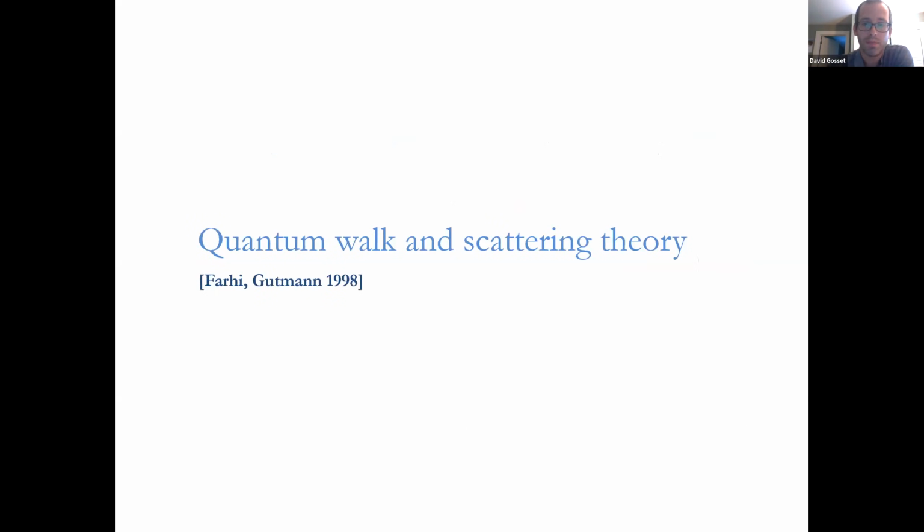Okay, so the techniques that I'm talking about are the relationship between continuous time quantum walk and scattering theory, which I think was already present in the first paper, as far as I know, by Farhi and Gutmann in 1998 on continuous time quantum walks. So this section has its origin in that paper, but was developed in subsequent papers, many of which I'll list at the end of this part of the talk.